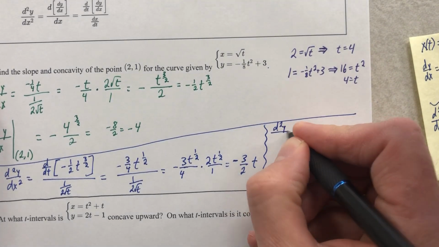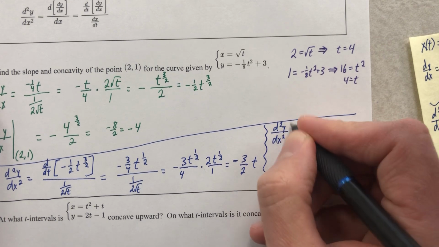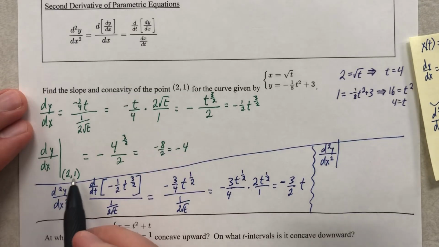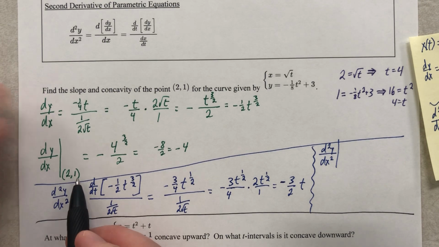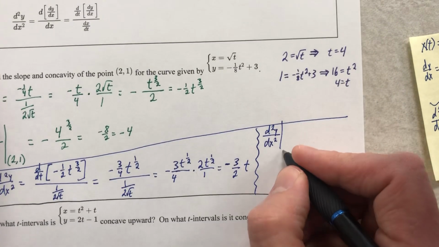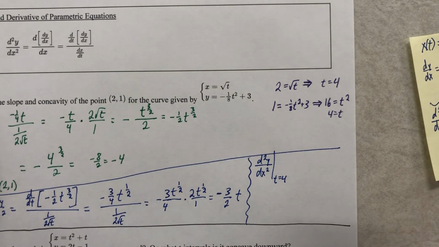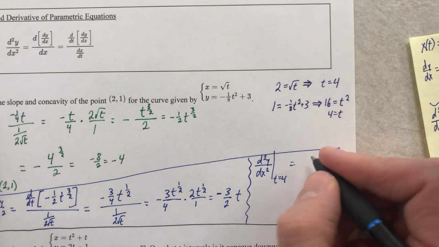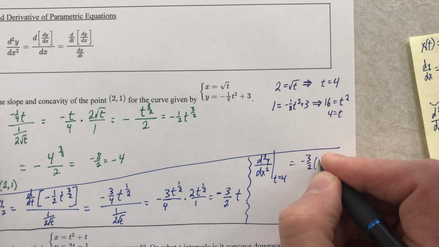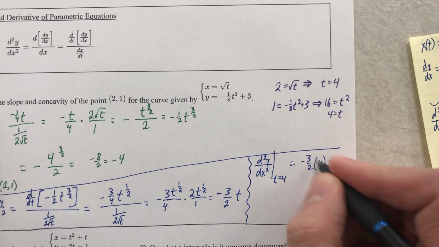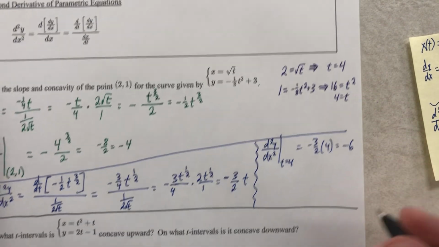I want the value of the second derivative at (2, 1). You could say it's at (2, 1), and you wouldn't be wrong. You could also say that it's at t equals 4, because at (2, 1), t is equal to 4. We found that out on the previous part of the problem. So negative 3 over 2 times 4 is going to give me negative 12 over 2, so negative 6.